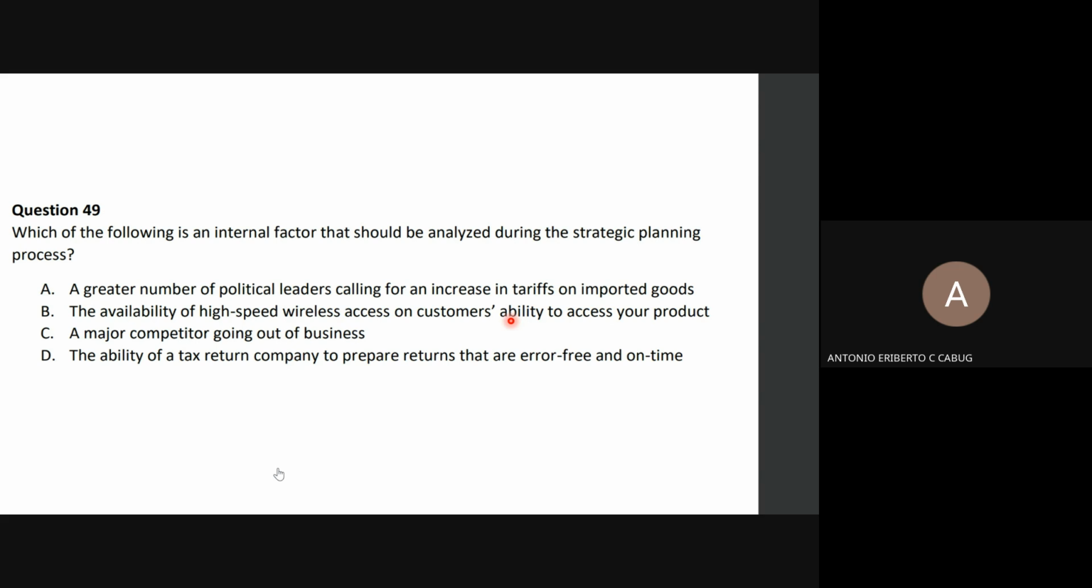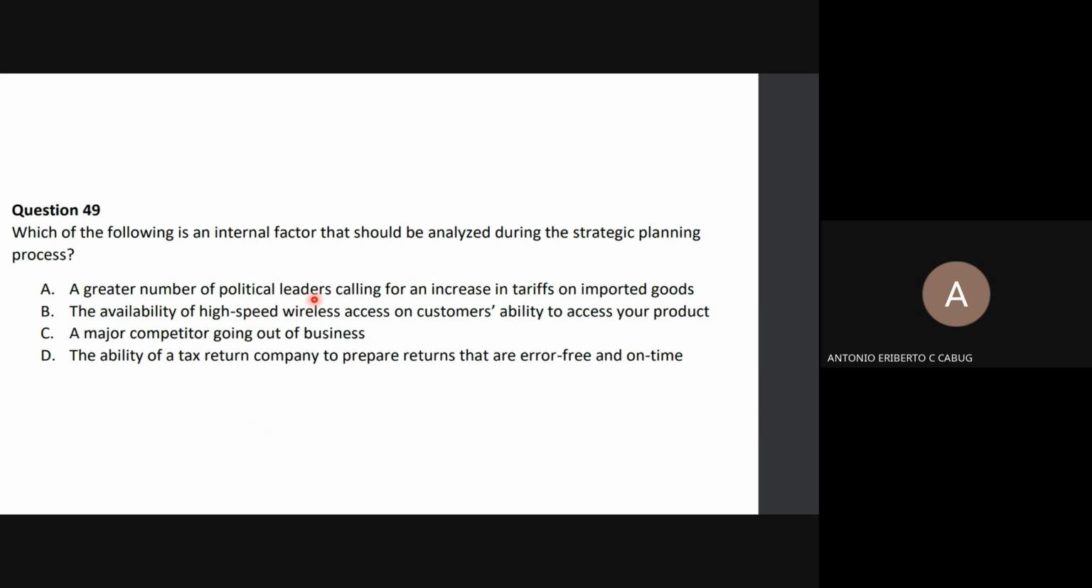Which of the following is an internal factor that should be analyzed during the strategic planning process? What is your answer? Internal factor that should be analyzed during the strategic planning process. Please enter your answers, everyone. Okay, internal factor, huh? What is an internal factor here?